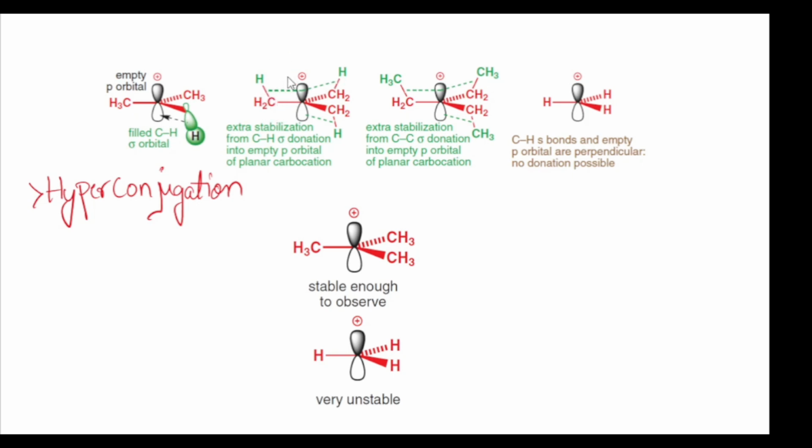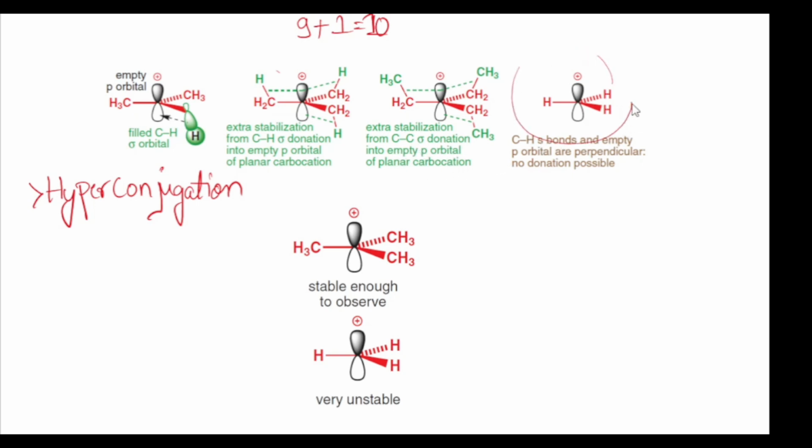In total, how many resonating structures can we write? There are CH3, CH3, CH3, total 9, plus this one. How many is there? 10 resonating structures. The more resonating structures there are, the more the stability of the carbocation. Also, suppose instead of this hydrogen, a carbon CH3 group is there, then we get extra stabilization from carbon-carbon sigma donation into the empty p orbital of the planar carbocation.